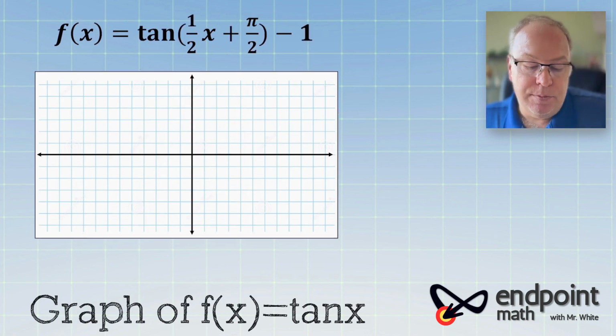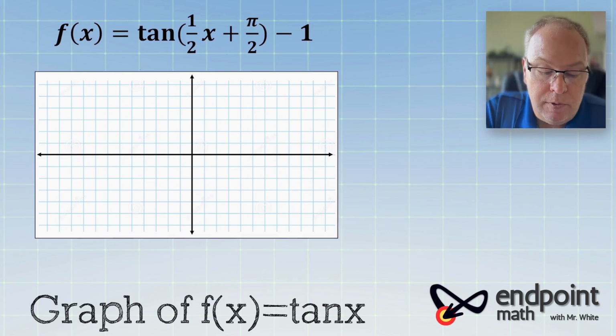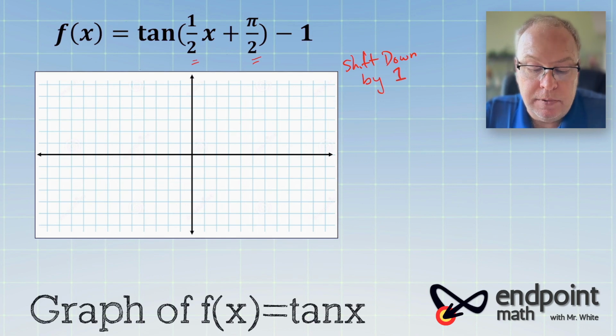All right, last problem. This one's a bit tricky. What's different here? Well, we got a number out front here, and we have the number there. And we're shifted down by, sorry, I misspoke, by 1. That's due to this guy right here.